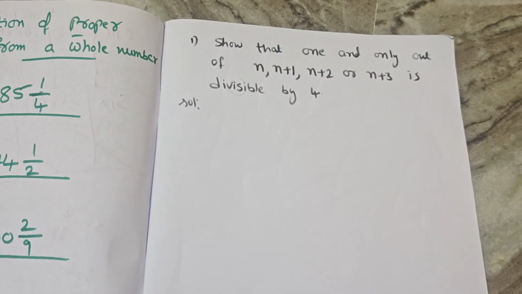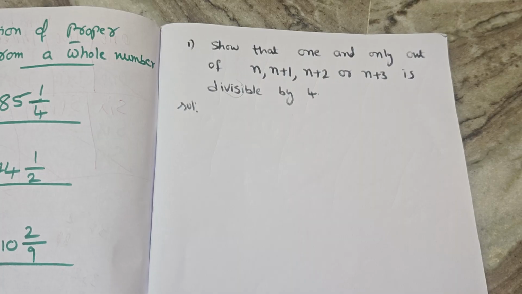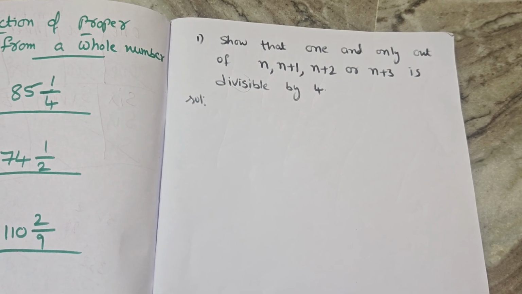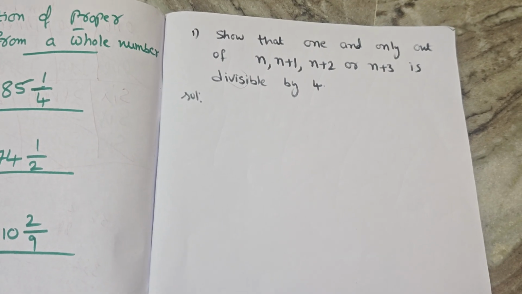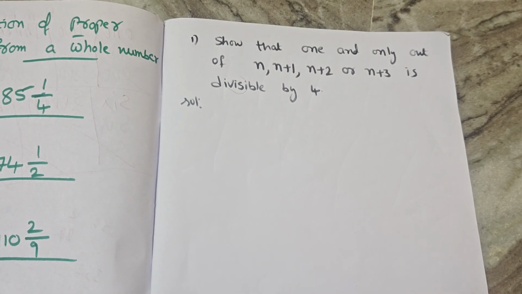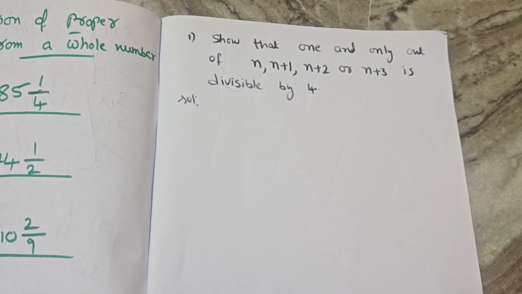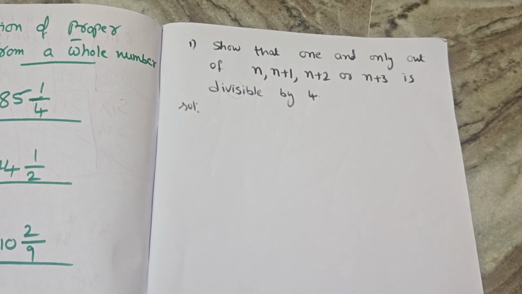Hello children, today I am going to explain exercise 1.1 fifth sum. So same model sum I am going to explain. You have to write the textbook sum. Okay na? What is the question? Show that one and only one out of n plus 1, n plus 2 or n plus 3 is divisible by 4. First of all, understand the meaning of that question.